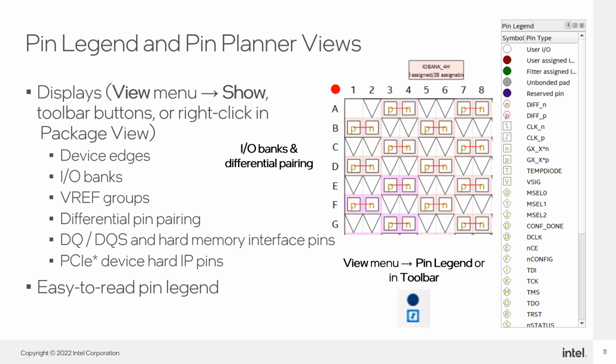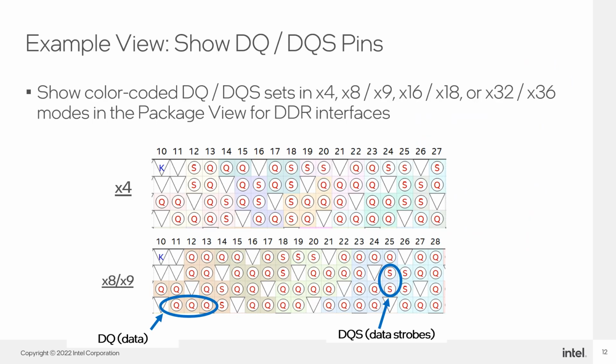For example, triangles pointing up and down represent power and ground pins, respectively, while the P and N labels indicate the positive and negative pins of a differential pin pair. As an example of what you'll see with the available views in the Pin Planner, here's what the DQ/DQS view looks like.